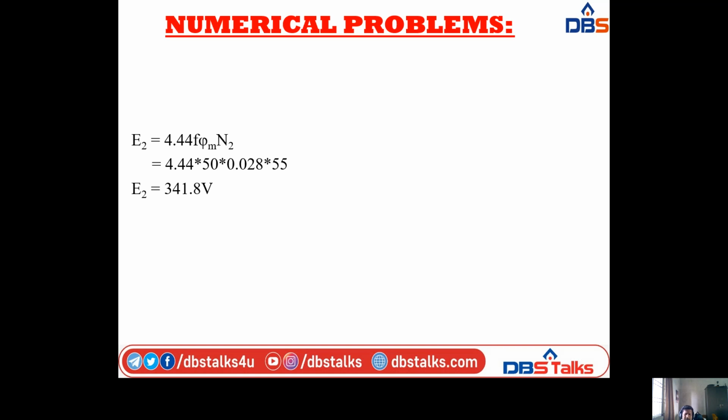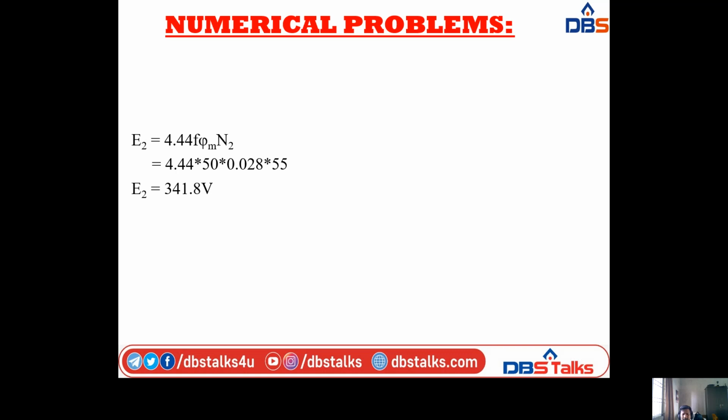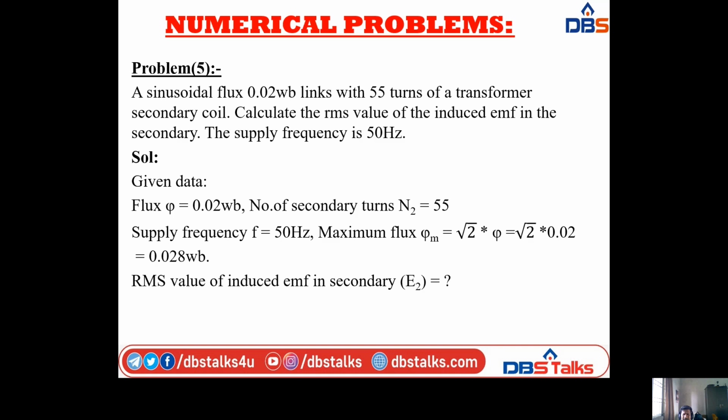By using EMF equation, E2 is equal to 4.44 f phi m N2. From that, we don't know E2 value, 4.44 into f 50 into phi m 0.028 into N2 55. Now E2 is equal to 341.8 volts. So this is well known general problem, but only one thing is this one: the given sinusoidal flux, we have to determine the maximum flux.